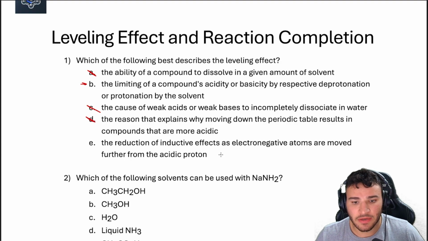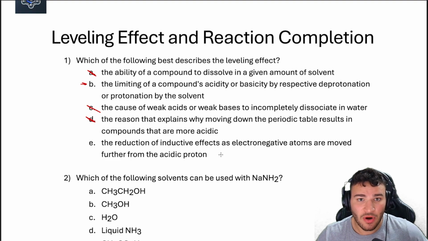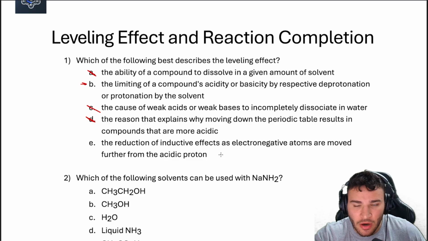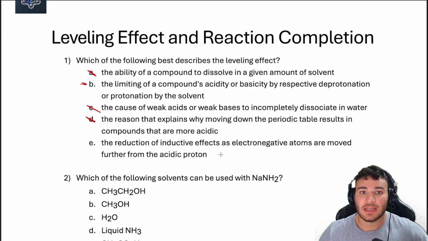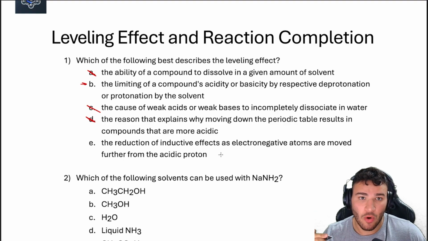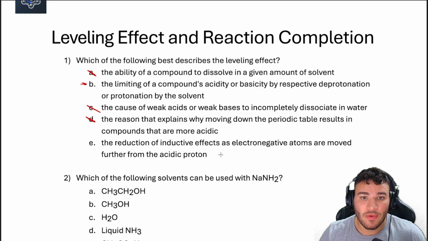And E says the reduction of inductive effects as electronegative atoms are moved further from the acidic proton. This is also regarding REO, specifically the I in REO, the inductive effect. Now remember that the inductive effect is a property in which electronegative atoms can help pull some of the negativity away from the acidic atom, increasing its acidity, right?